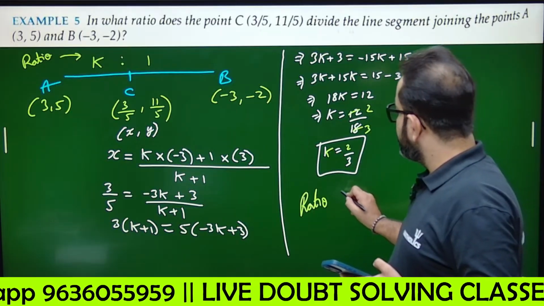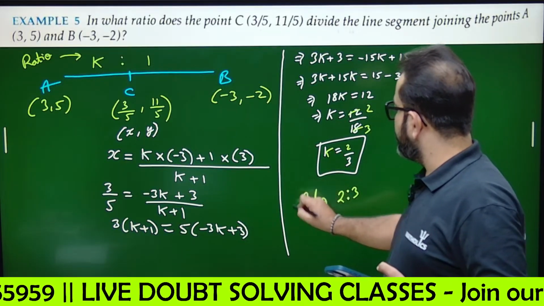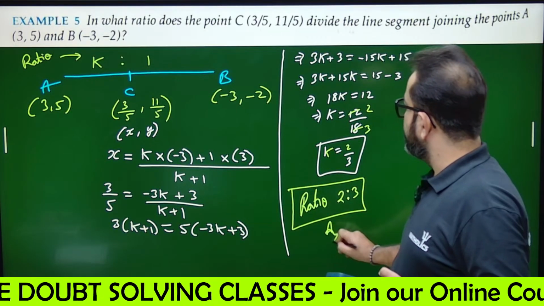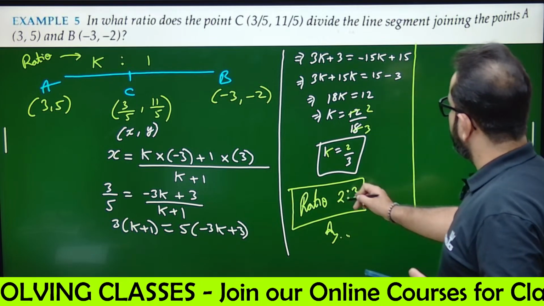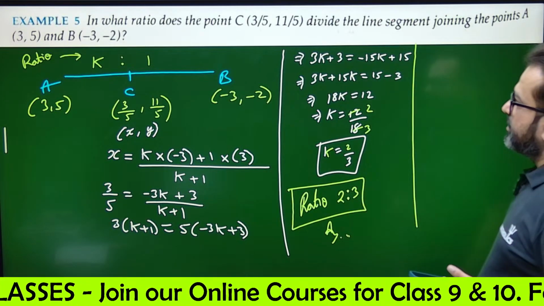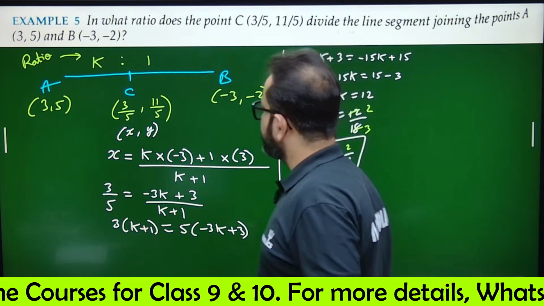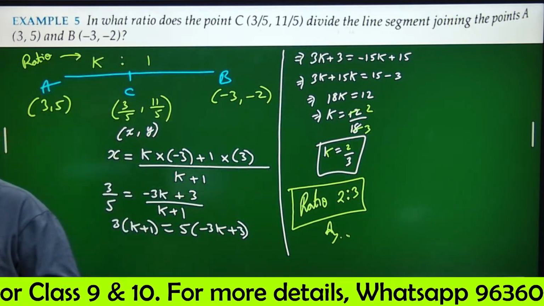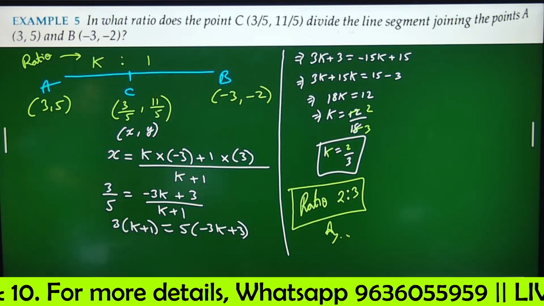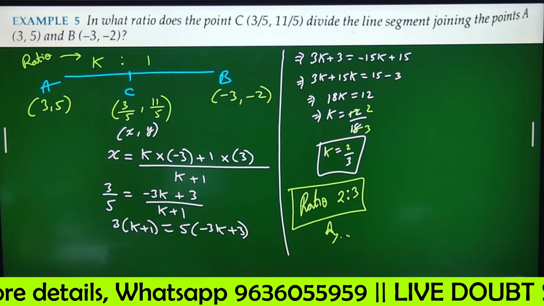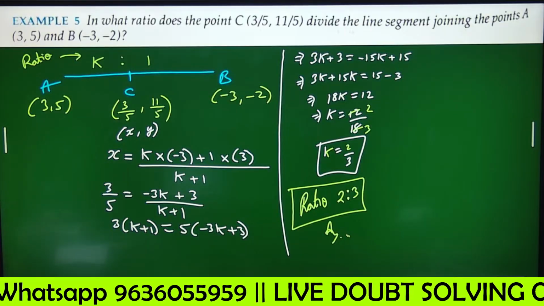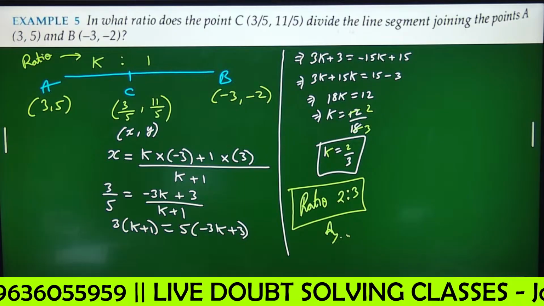Ratio will be 2 ratio 3. You have to write it down in this manner. If you have to find the ratio, that's the answer. Nothing else you have to do. 2 is to 3. Okay, copy it, copy this. 2 ratio 3 is the answer.